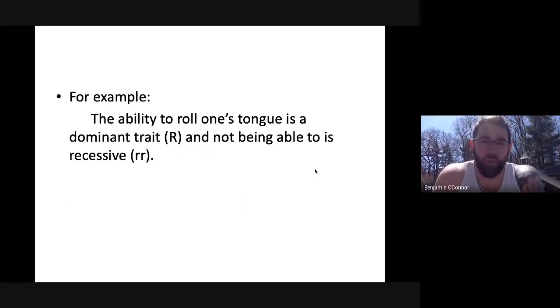All right, so the ability to roll one's tongue is a dominant trait, so that could be considered a capital letter. Dominant traits are always going to be defined as capital letters. And not being able to roll your tongue would be a recessive trait. Both parents would have to pass that recessive trait for it to develop. So very few of you will not be able to roll your tongue, and the majority of you will be able to roll your tongue like this.